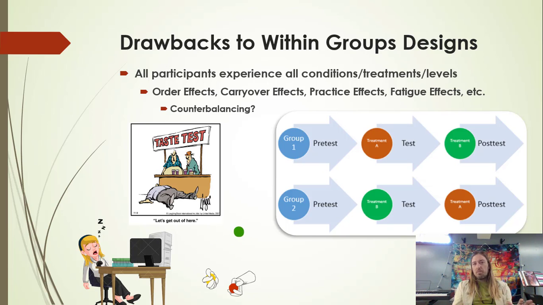Let's pre-test them on some ability, maybe vocabulary. Then we give one group treatment A, say it's a vocabulary building video, and then we test their vocabulary. And then after they get that one, we give them a vocabulary building homework that they have to do, and then we test their vocabulary. Well, what if there's an order effect?